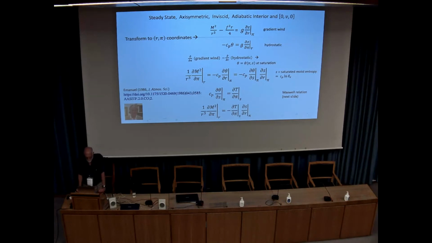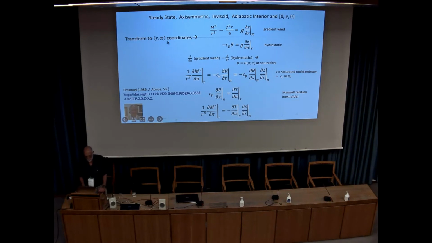Okay, so let's now work with these equations. The problem was basically solved some 30 years after the Eliassen and Kleinschmidt article, in a paper by Kerry Emanuel, very well known now, a 1986 paper on the steady-state axisymmetric flow, inviscid in the interior, using just the gradient wind and the hydrostatic equation.